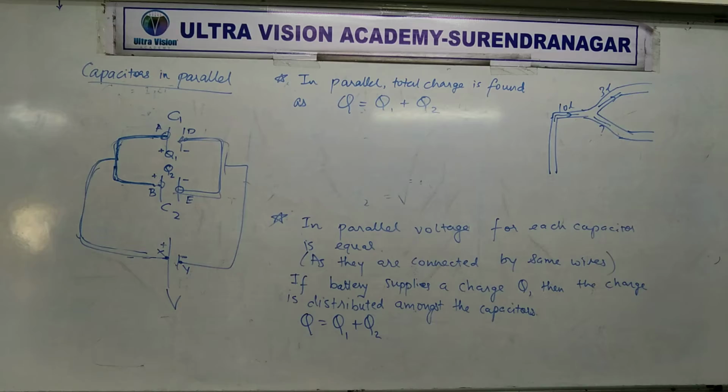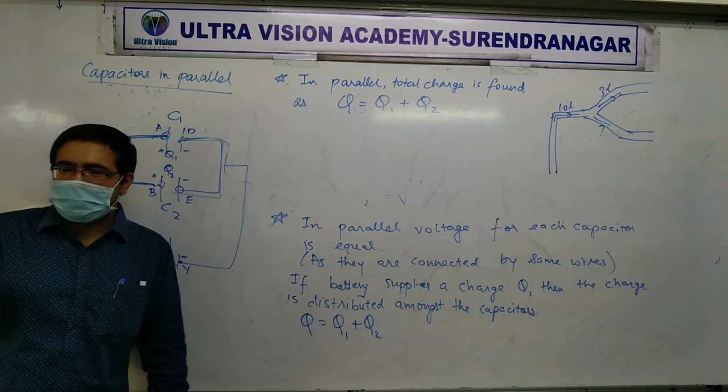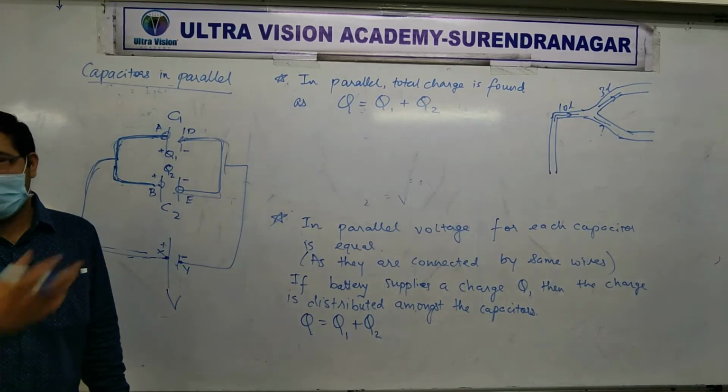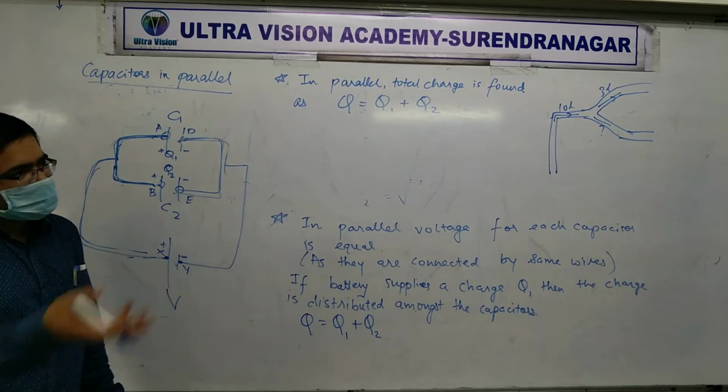In series, what do we have? Voltages are added: V equal to V1 plus V2 plus V3, and Q is all the same: Q equal to Q1 equal to Q2 equal to Q3. In parallel, voltages are equal: V equal to V1 equal to V2, everything. And charges are added. Clear? Q equal to Q1 plus Q2 plus Q3.